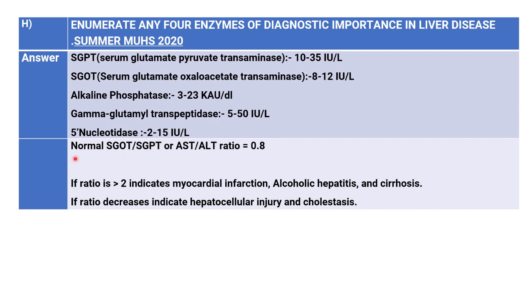The normal ratio of AST to ALT is 0.8. If the ratio is more than 2, it indicates that the patient is suffering from myocardial infarction, alcoholic hepatitis, or cirrhosis. The question may be asked: in which condition is the ratio more than 2, and in which condition is the ratio decreased. If the ratio is less than 0.8, it indicates that the patient is suffering from hepatocellular injury or cholestasis.